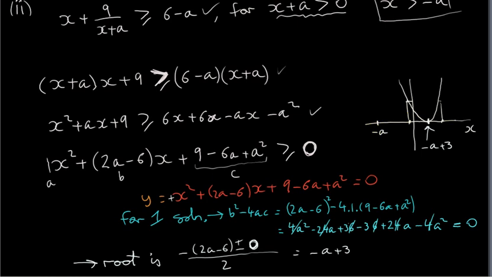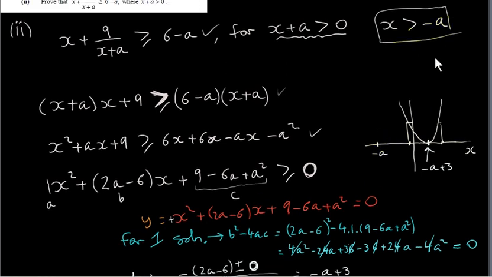And you can see that for all values of x that are greater than minus a, then our quadratic is above the x-axis. It touches it at just one value. So at x equals minus a plus 3, we will find that this expression is identically 0. So now that we know that this is true for all values of x greater than minus a, then we can reverse our steps and prove our original inequality is true for x greater than minus a.